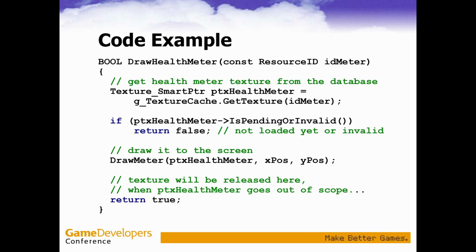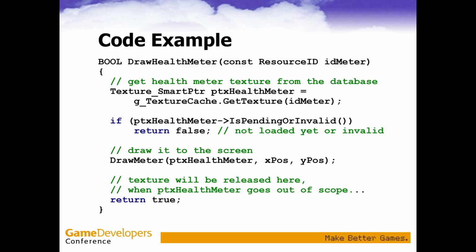So this is some code of just a really simple example of an in-game overlay, in this case a health meter. Usually the resources are identified by an ID, and the ID usually comes from a parameter from a data-driven system or something like that. The first thing you can see here is that we define a smart pointer class, a class that wraps all the functionality of handling the reference counting.